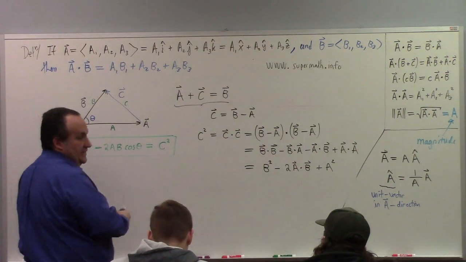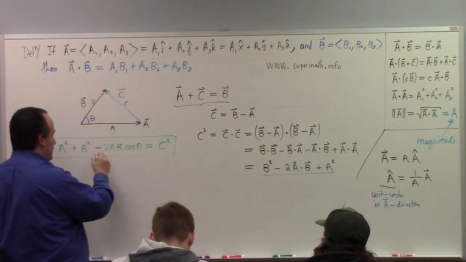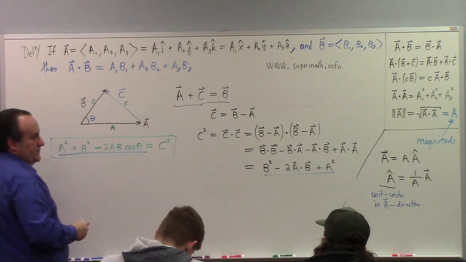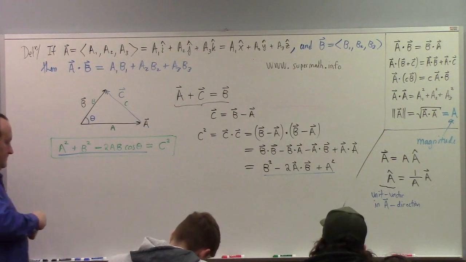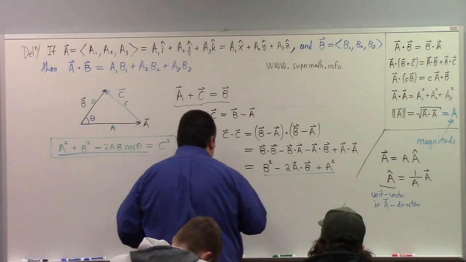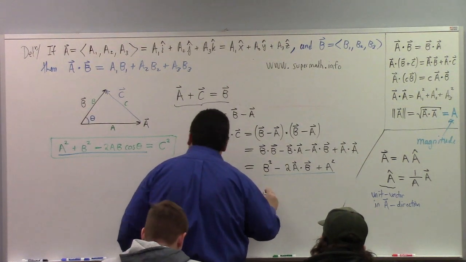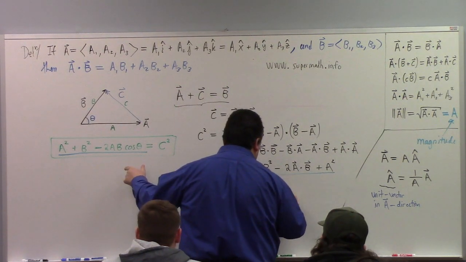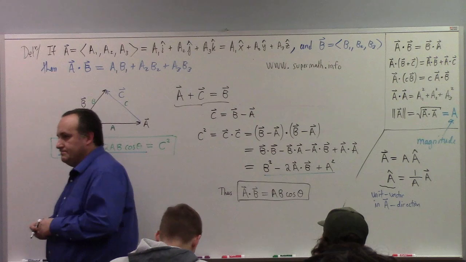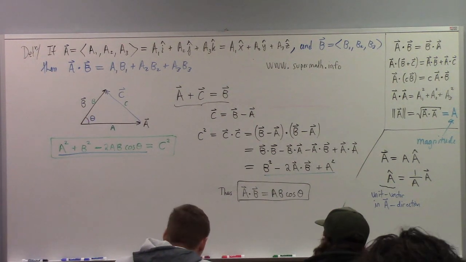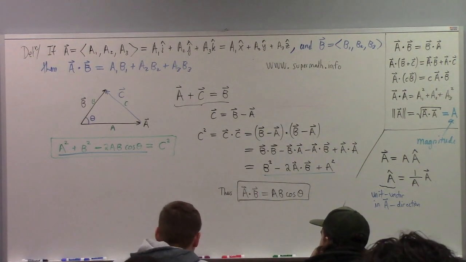But notice that this has to be equal to this, because they're both equal to C squared, right? So what does this tell us? Thus, A dot B is equal to AB cosine theta, if I cancel out the minus 2. Do you guys see that? Just like an algebra step I didn't write down. You cancel the A squared, cancel the B squared, divide by minus 2, and we get A dot B is AB cosine theta.